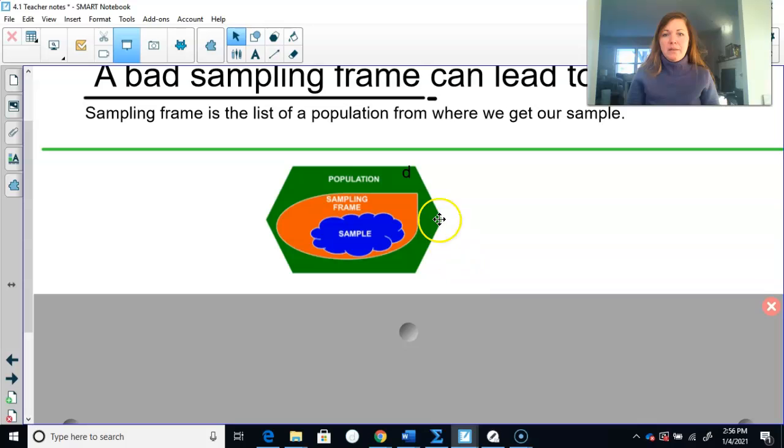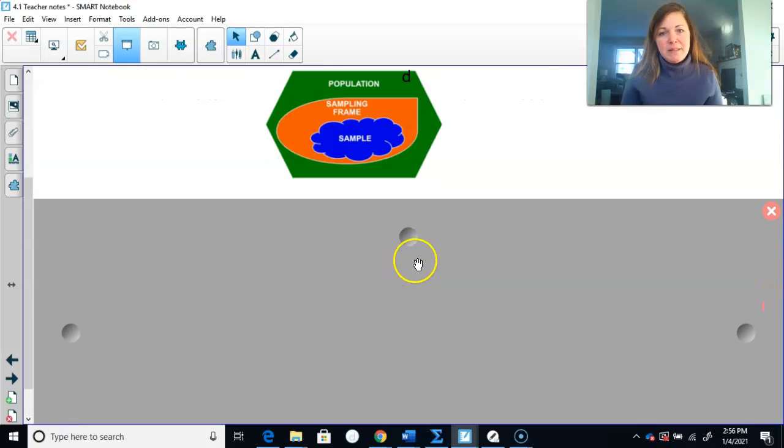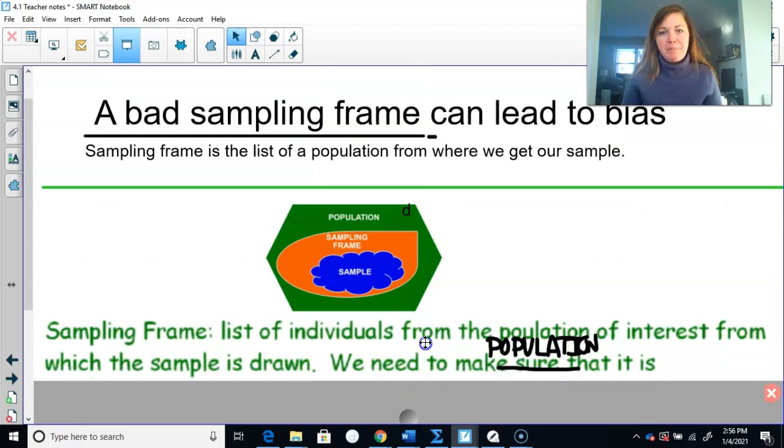So you can see here, guys, we have our population, right? Then we get that list, okay? And from that list, hopefully it has everyone in the population. If it doesn't, there's some undercoverage there. It's leaving people out. But from that list then, I take that sample. So that is that sampling frame there.